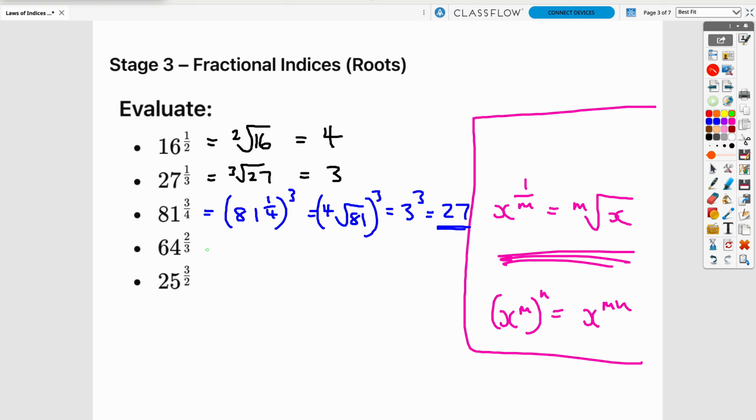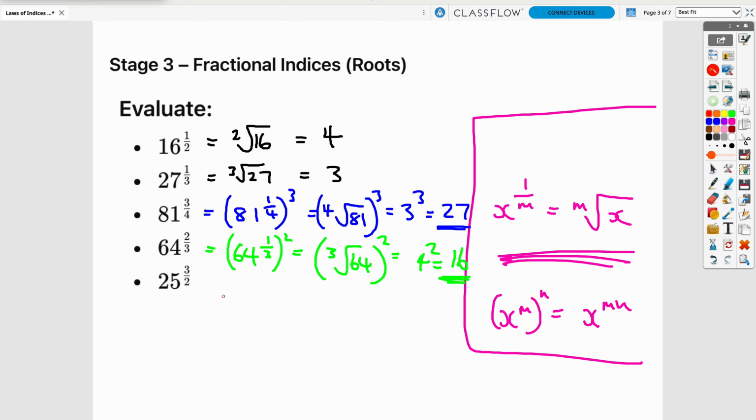Some more here to practice. Feel free to pause and have a go yourselves if you would like to at this point. This one is 64 to the power of 1/3, then squared, which is the cube root of 64 squared, which is 4 squared, which is 16. So well done if you got that before me.